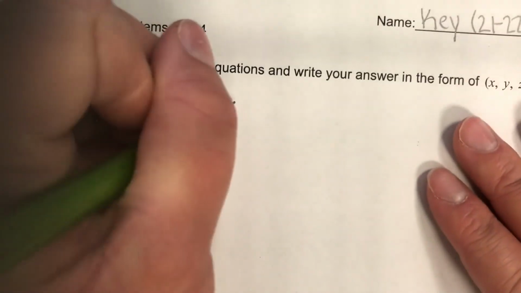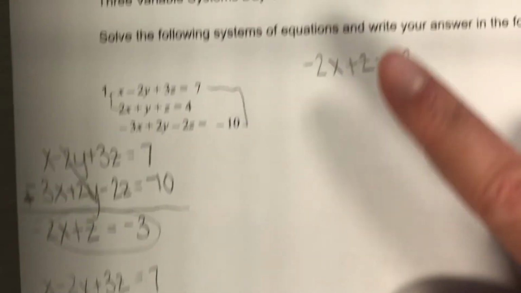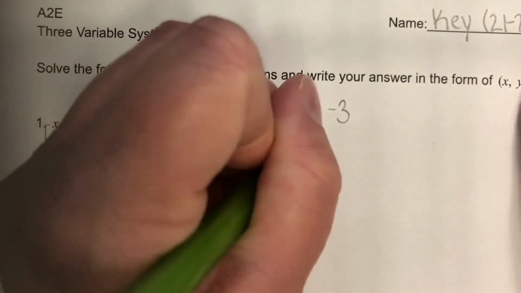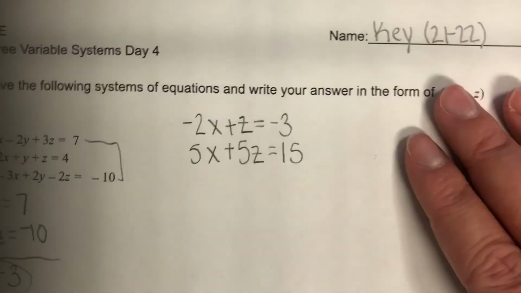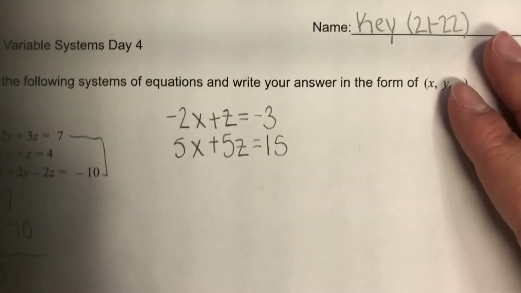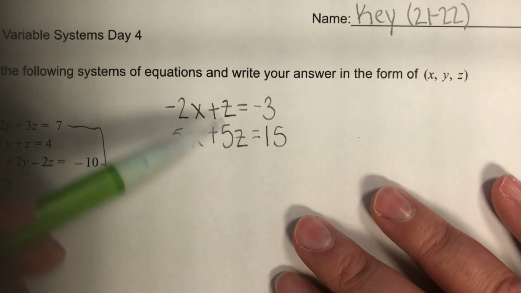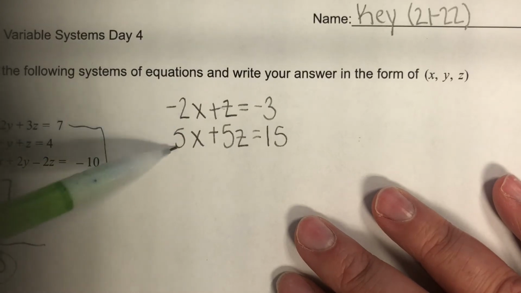I'm just rewriting negative 2x plus z equals negative 3. That just came from here. And then I'm going to take this and put it right under here: 5x plus 5z equals 15. So now it's my job to, again, eliminate. I've eliminated here, and then I'm going to eliminate again to where I get one variable. It's up to you if you want to eliminate the x's or the z's. I think the z's would be easiest because I only have to multiply this one. If I try to do the x's, I have to multiply both equations.